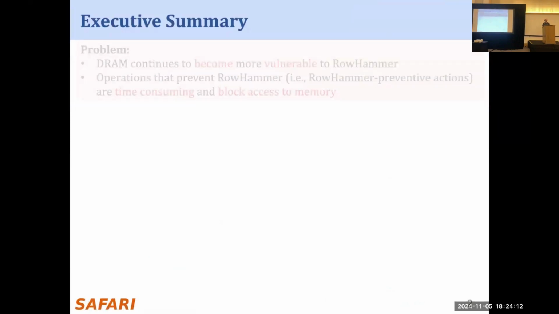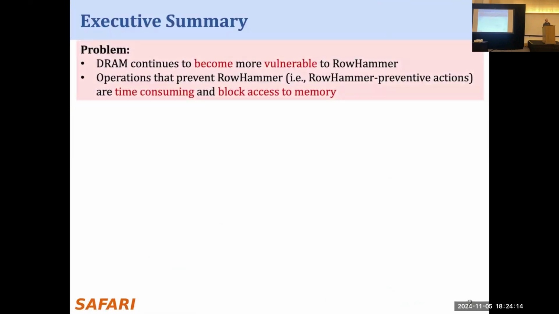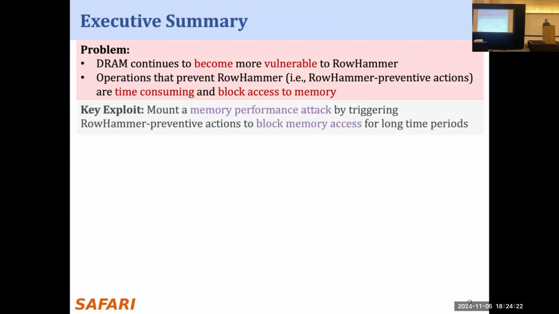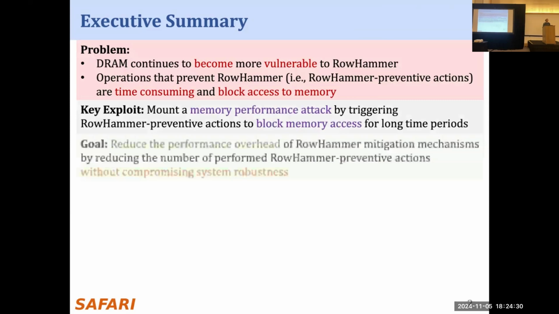DRAM continues to become more vulnerable to RowHammer, and operations that prevent RowHammer, which we call RowHammer preventive actions, are blocking operations that take too much time. We introduce a new exploit where one can mount a memory performance attack by triggering many of these actions and blocking access to main memory for extended periods of time. Our goal is to reduce the performance overhead of RowHammer mitigation mechanisms by reducing the number of performed RowHammer preventive actions without compromising system robustness.